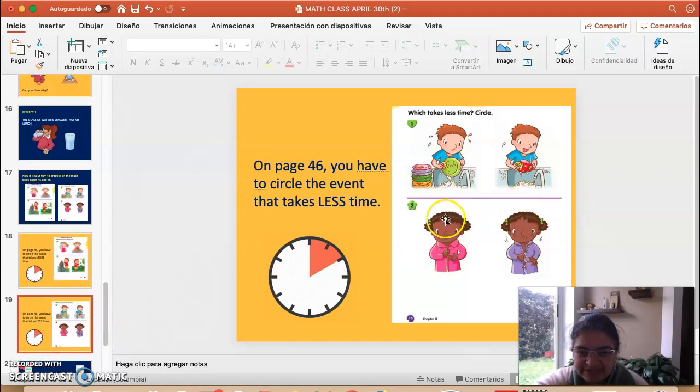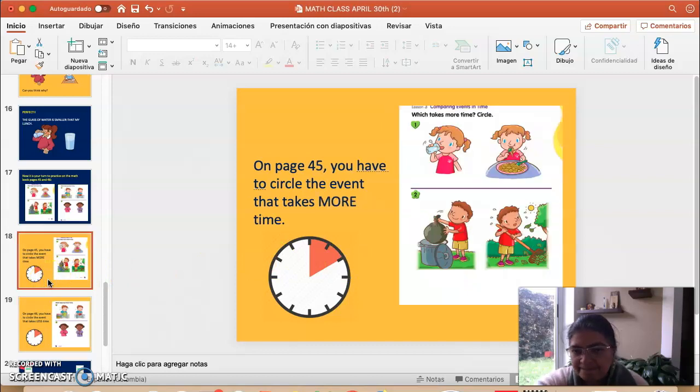So, for example, in this case, which activity takes less time? Zip your jacket or button it? Less time. ¿Cuál de las dos actividades pueden hacer ustedes más rápido? ¿Ponerse una chaqueta que tiene cremallera o ponerse una chaqueta que tienen que abotonar botón por botón? Entonces van a encerrar en un círculo la que se demora menos tiempo, ¿ok? Y en la página 45, la que se demora más tiempo. ¿Qué se demora más? ¿Botar la basura o recoger todas las hojas que se habían caído de los árboles?